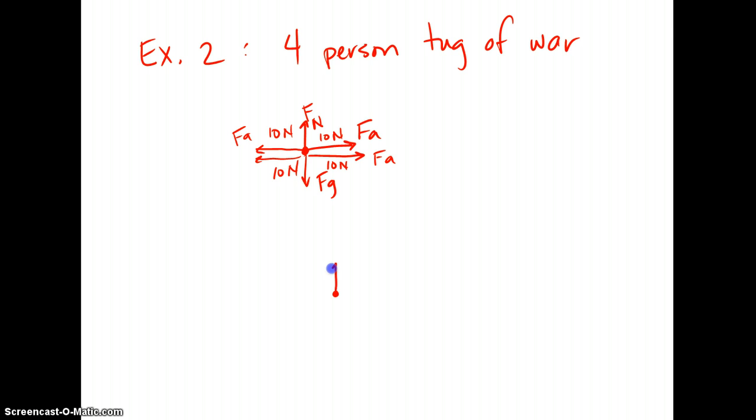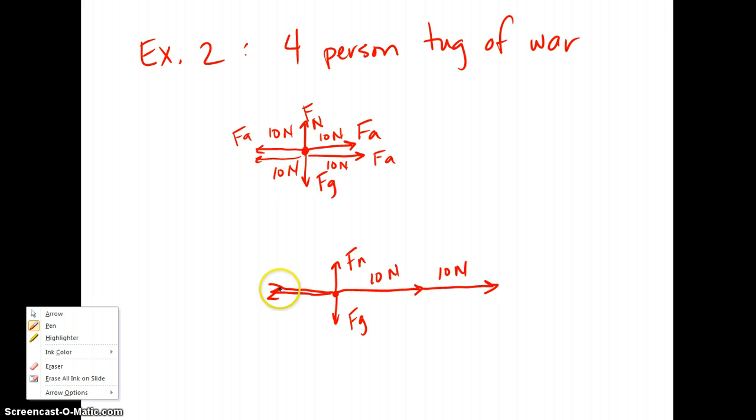So we would actually get our FN again, our FG. And because these forces are being added together, I would actually draw a force diagram that looks like this. So there are things that are a little bit different that I want to point out. Oops, that should be a straight line. Let me erase that.